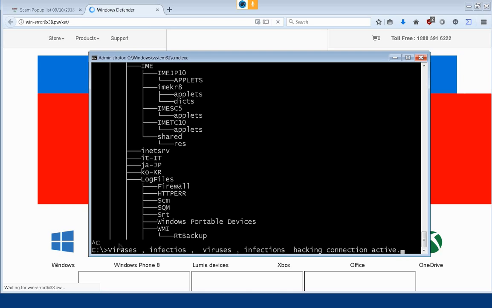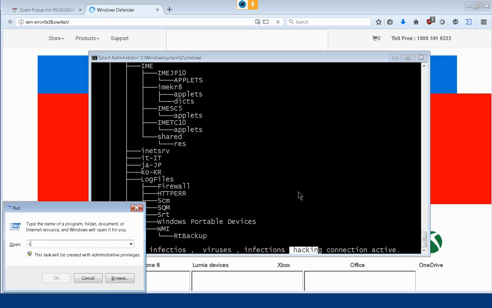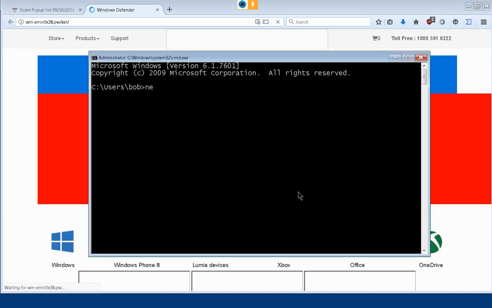Can you see this? Yeah. Viruses, infections, and infection. Infection is a term for infections, okay? Hacking, hacking connection, hacking connection activity. Who's hacking my computer? Let me check it for you. Okay.